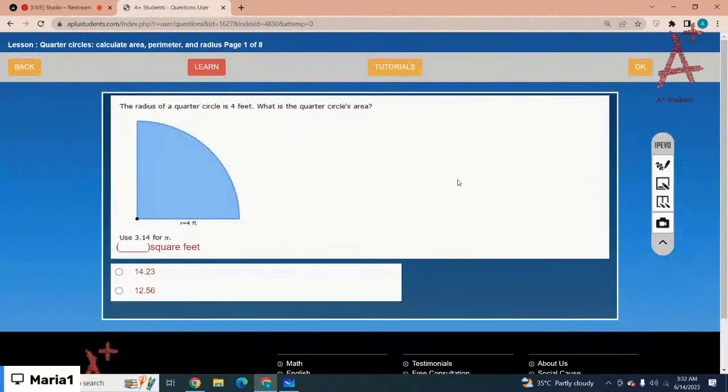Okay, what is the radius of the quarter circle? The radius of the quarter circle is 4 feet. What is the quarter circle's area? You just have to calculate the area of the quarter circle. You are given the radius 4.